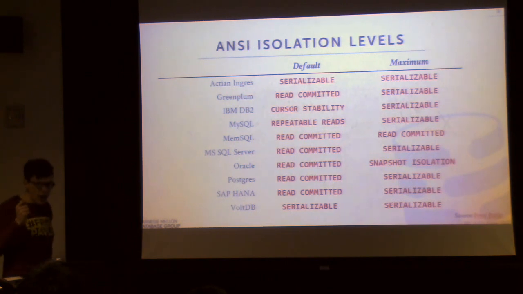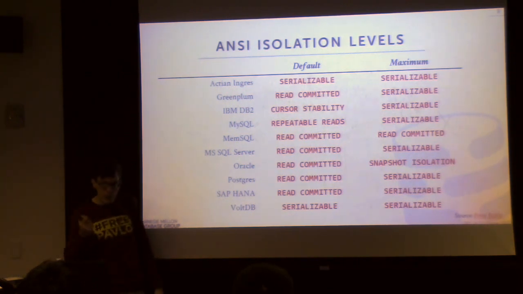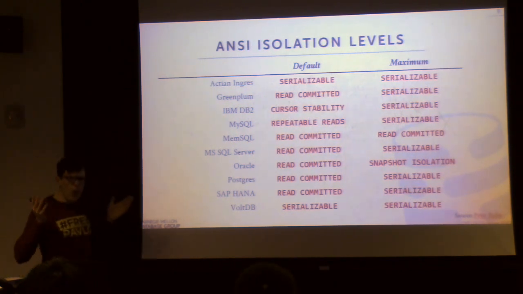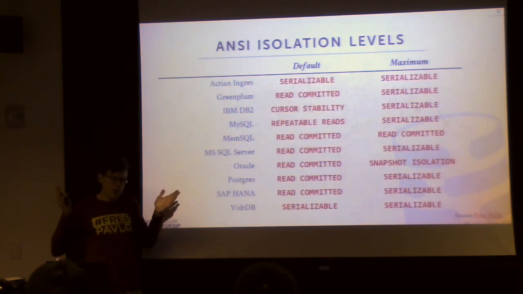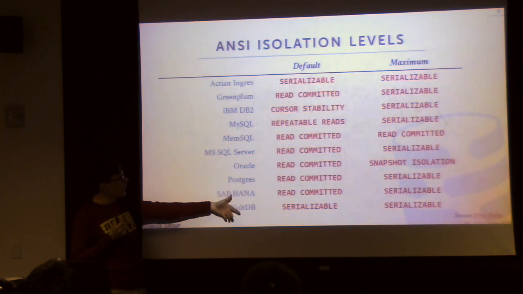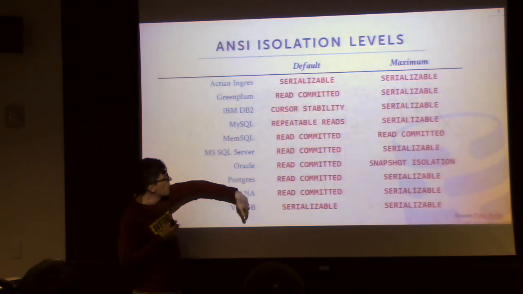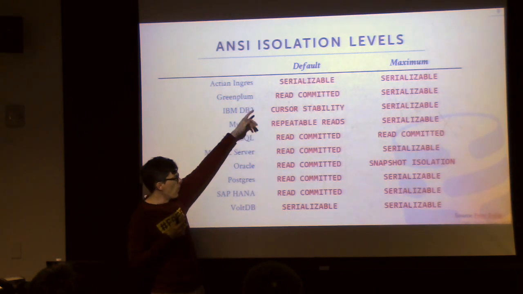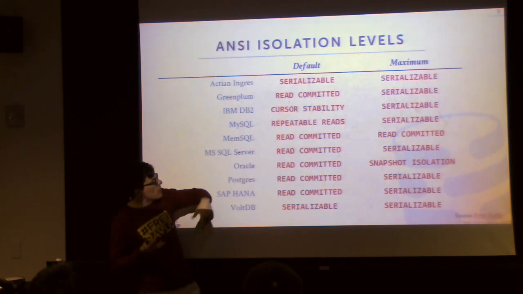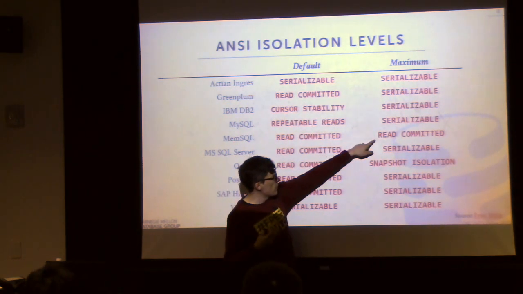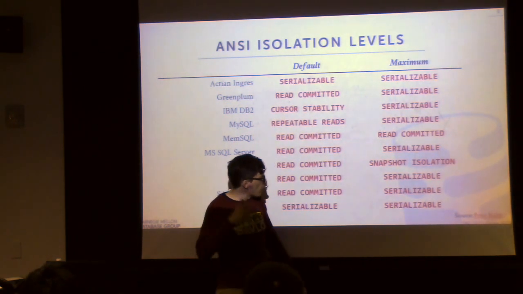So when you go look at real database systems and see what isolation levels they support, you see one really interesting thing. The whole last class, we talked about how to do serializable transactions, right? But when you look at real systems here, you see that on their default, only two of them provide serializability as the default. Most of them are doing read committed. And when you look at the maximum, some of these, in the case of MemSQL, don't even support serializable. They only do read committed.